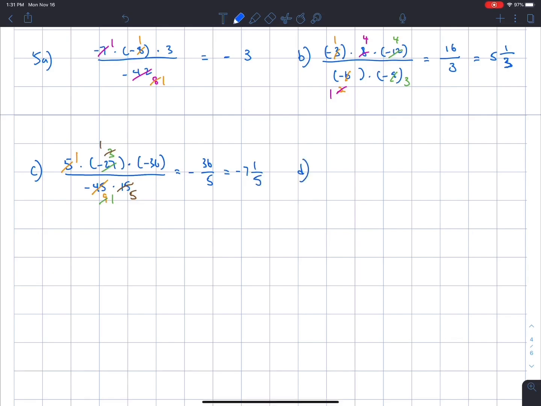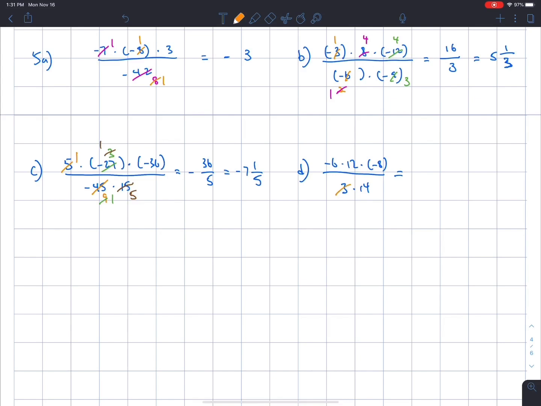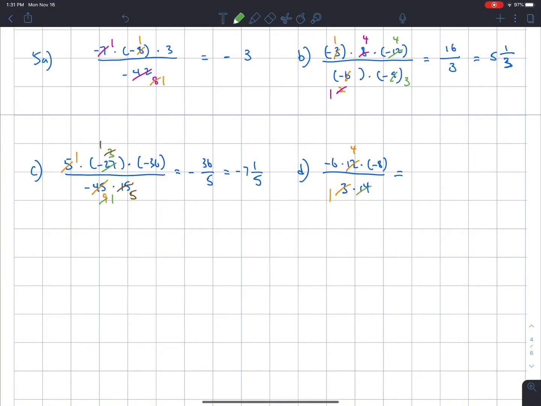D, negative 6 times 12 times negative 8 over 3 times 14. So I have 2 negatives. This will give me a positive answer, and then I can start to simplify. Divide 3 by 3 to get 1, 12 by 3 to get 4. 14 by 2 to get 7, and 6 by 2 to get 3.